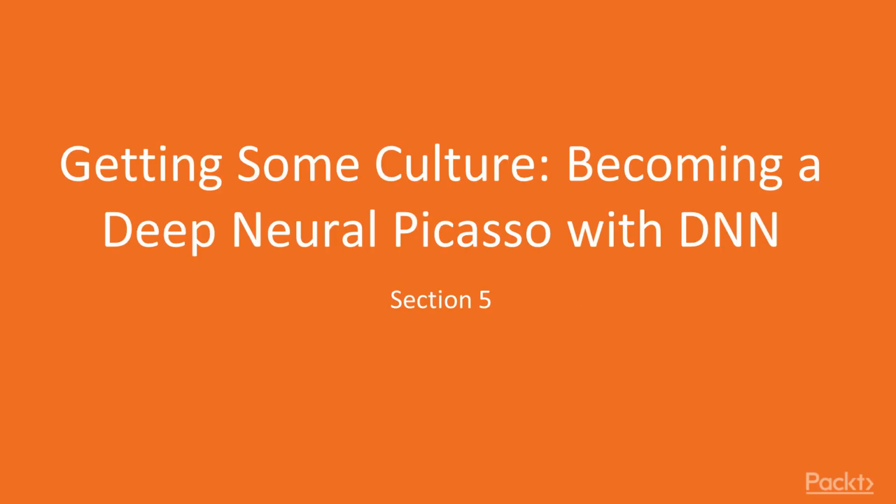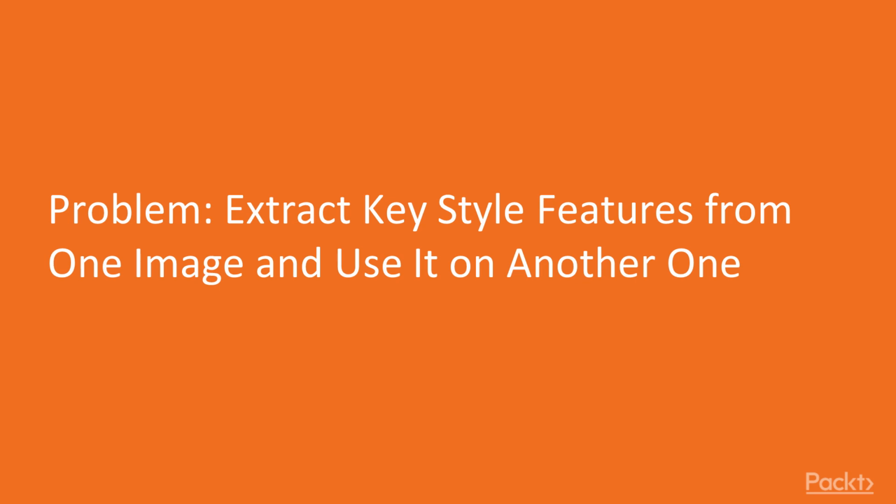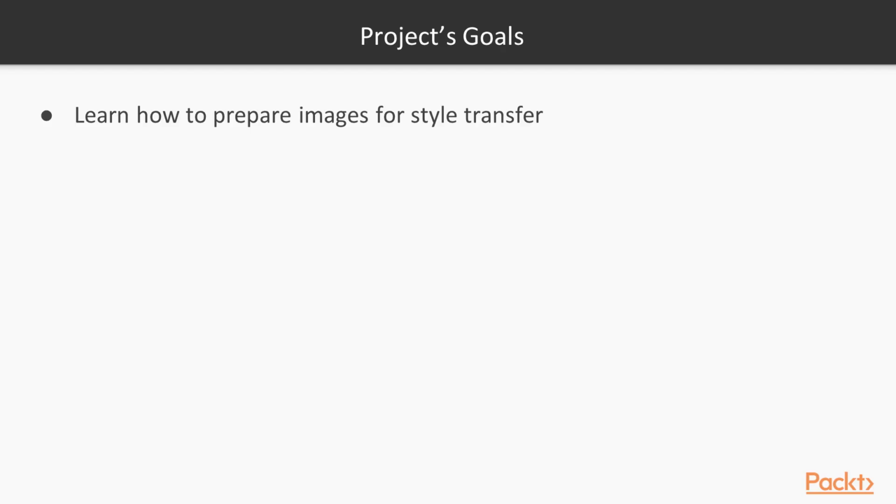Hello and welcome to section 5, getting some culture, becoming a deep neural Picasso with deep neural networks. Here we'll be using a custom convolutional neural network to transfer style from one image to the other. And our project goals start with learning how to prepare images to do that.